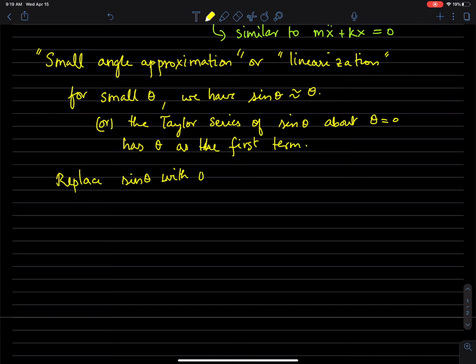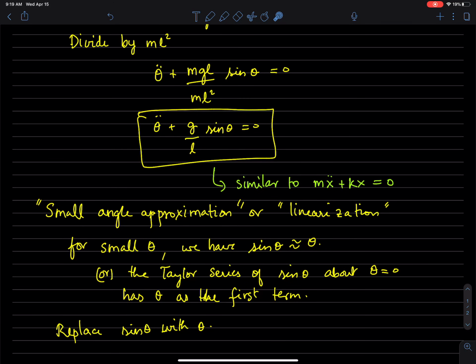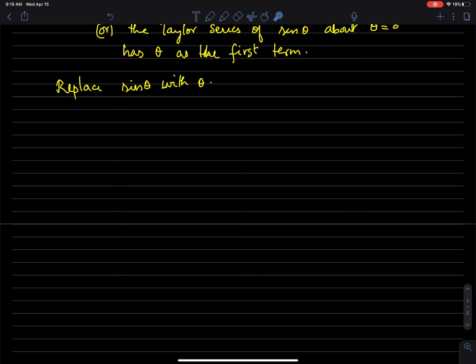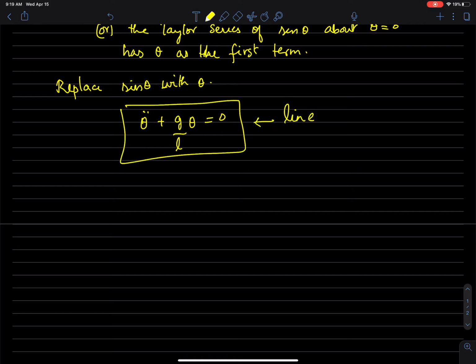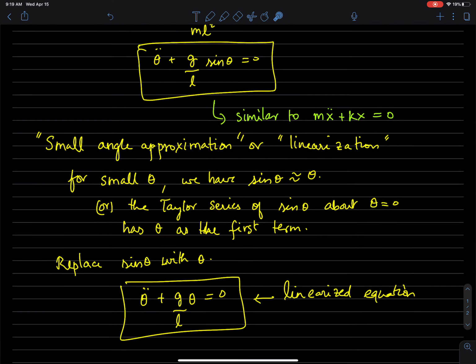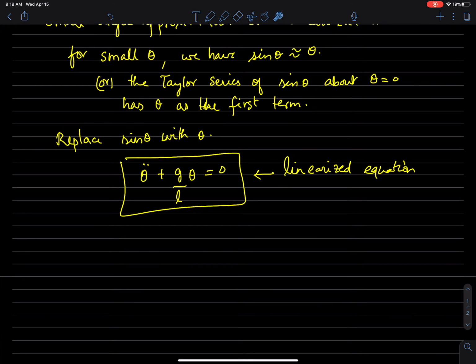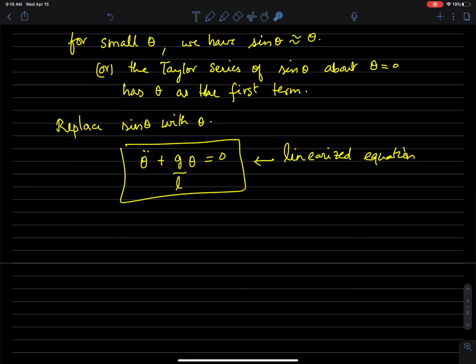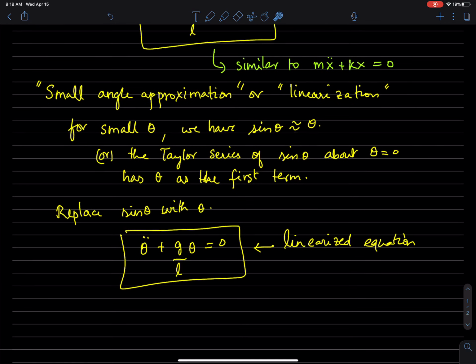which is an approximation, of course, an approximation that is only true for small angles theta. So we get theta double dot plus g over L theta equal to 0. Okay, so this is the linearized equation. It's linearized because sine theta is a nonlinear function, and we've replaced it with theta, which is, of course, a linear function of theta. So this is called a linearized differential equation.